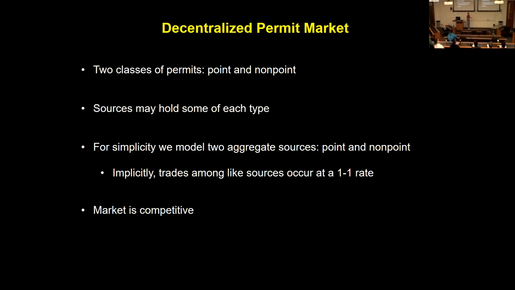Let's start with this. So now that we understand the hydrology portion of this, we're just going to look at the decentralized permit market first. We have two classes of permits. You've got point source permits and non-point permits. For simplicity, as I mentioned, we're just going to assume two aggregate sources. You've got a point source and a non-point source. Implicitly, we're saying that trades within a category are going to occur at a one-to-one ratio, like they do in most permit markets. The market's competitive.